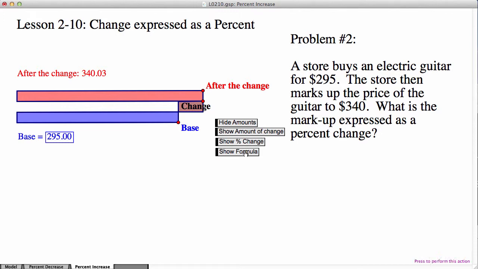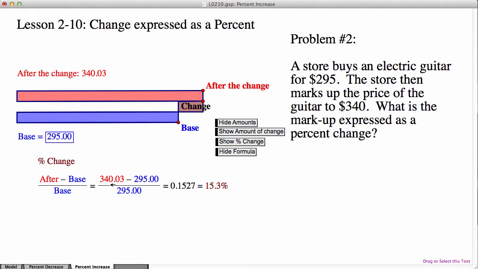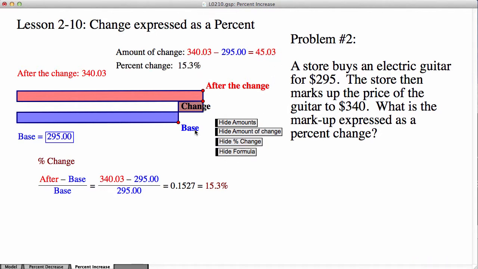So the formula tells us that we take the amount after the markup, in this case $340, minus $295, divide by $295, and we get 0.1527, or 15.3%. So the amount of the change is roughly $45, and the percent change is approximately 15.3%.